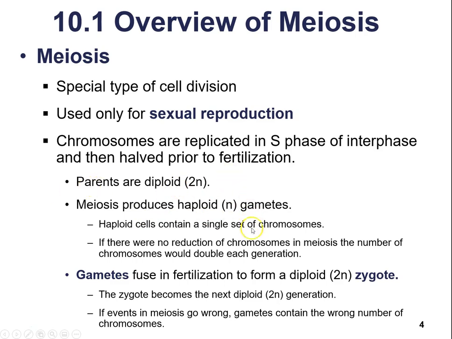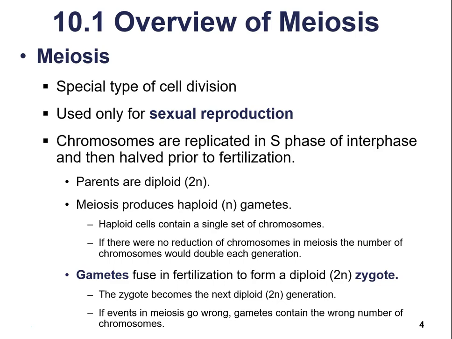Remember, we talked about diploid and haploid before. Parents are diploid, 2N, but when you go through meiosis and produce those gametes, or sex cells, the egg cell or the sperm cell will be haploid. So it only has one set of chromosomes, not two. Again, a reminder: haploid cells contain a single set of chromosomes. If there were no reduction of chromosomes in meiosis, the number of chromosomes would just keep doubling each generation.